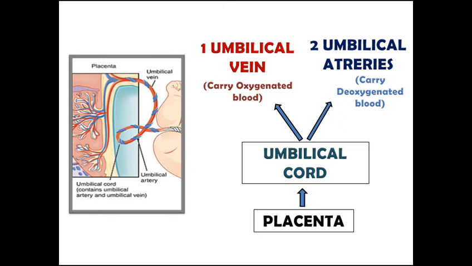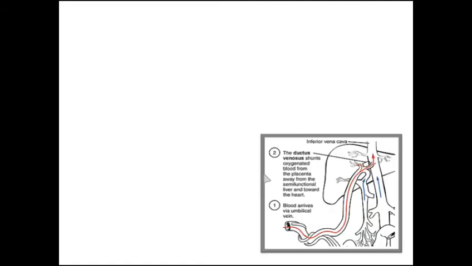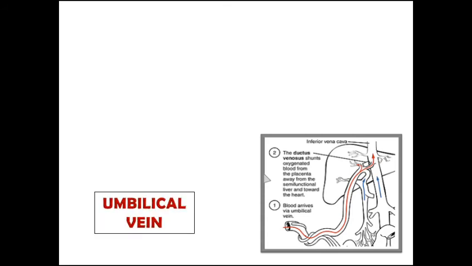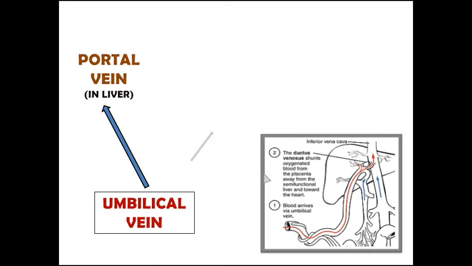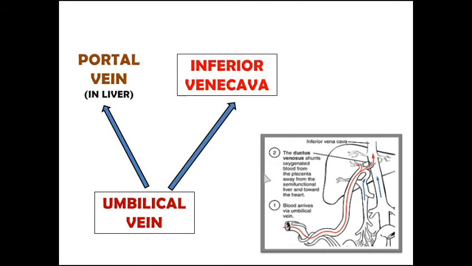So this is about the first part of our fetal circulation, that from the placenta the umbilical cord arises, and the umbilical cord contains 2 things, 1 umbilical vein and 2 umbilical arteries. Then we are coming on to the next part, the next box. Then this umbilical vein will give the supply to 2 parts. Here you can see the umbilical vein is giving the supply of the blood to the 2 parts. One is the portal vein that is present in the liver, and the next is the inferior vena cava.